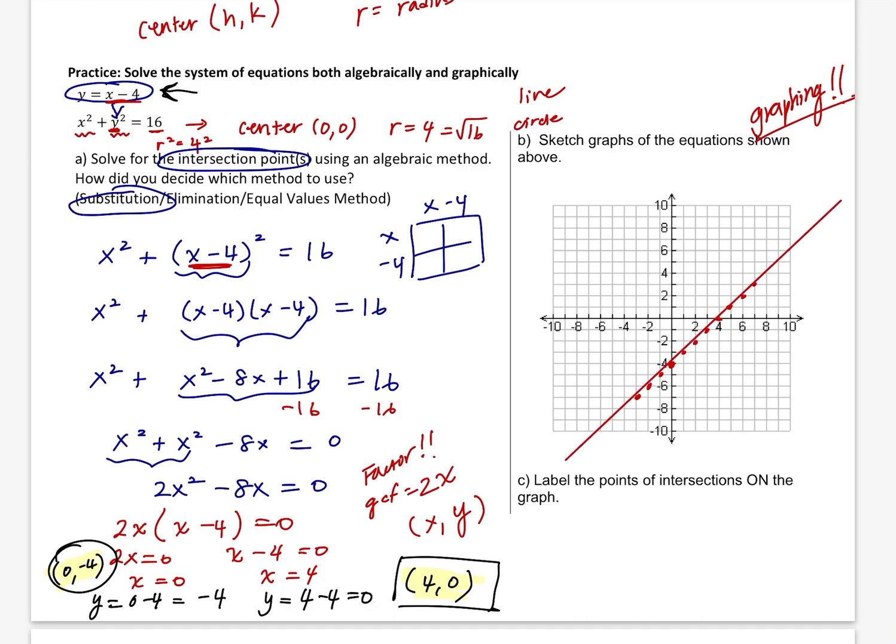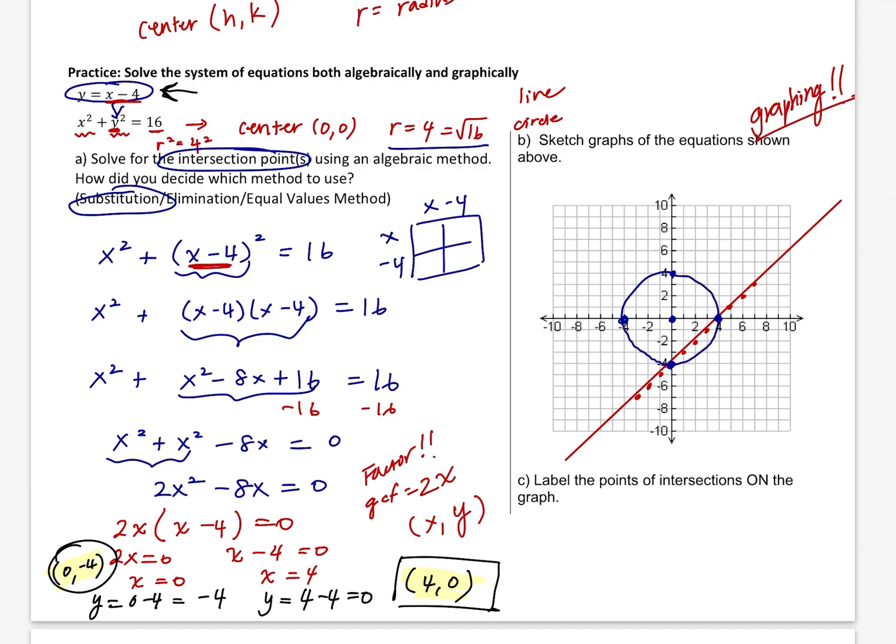And then I'm going to draw the circle. The circle has center 0, 0 and radius 4. So it means from the center, I have a point that is 4 above, 4 to the right, 4 below, 4 to the left. You just need 4 corners to draw a circle.